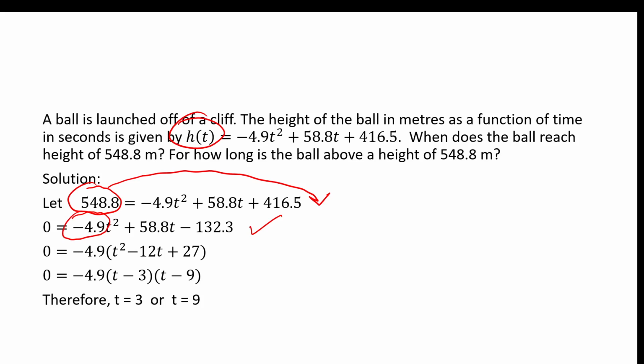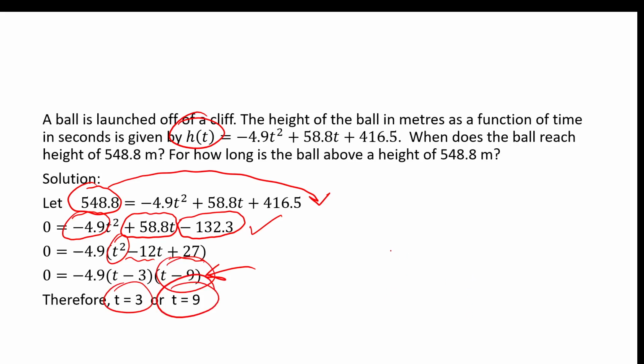But in this case, if we divide negative 4.9 from negative 4.9t squared, we're left with t squared. If we divide negative 4.9 from positive 58.8t, we're left with negative 12t. And if we divide negative 4.9 from negative 132.3, we're left with positive 27. So we have a trinomial factor. Two numbers that multiply to 27 and add to negative 12 are negative 3 and negative 9. So we can factor this out and say 0 is equal to negative 4.9 times the binomial t minus 3 times the binomial t minus 9. That means t minus 3 might equal 0, which means t is 3, or t minus 9 might equal 0, which means t is 9.